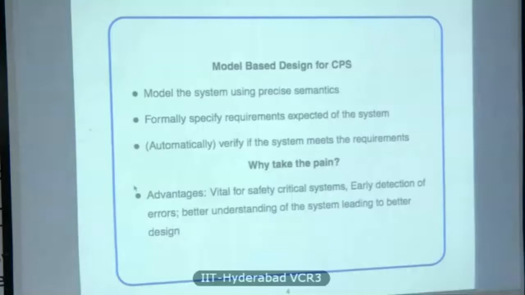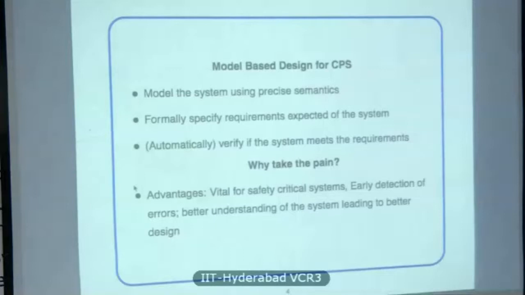So what do you mean by model-based design? Model a system using precise semantics. We are describing a fairly complicated system, so you better use precise semantics for describing and modeling such systems. Formally specify requirements that are expected out of the system, and then match the specification of the system against the specification of the requirements. So that's generally the forward paradigm for any formal verification.